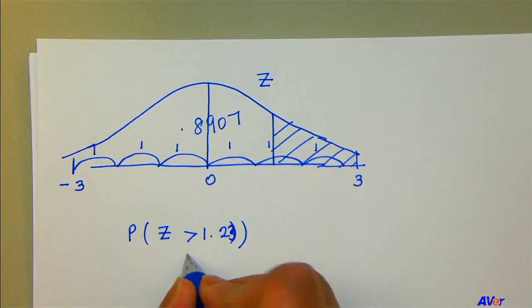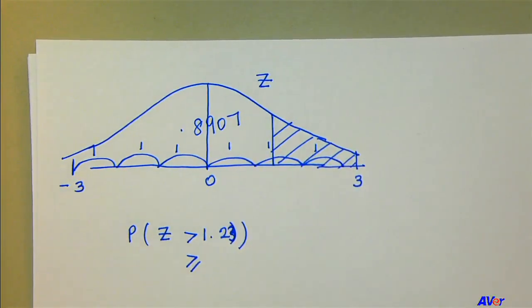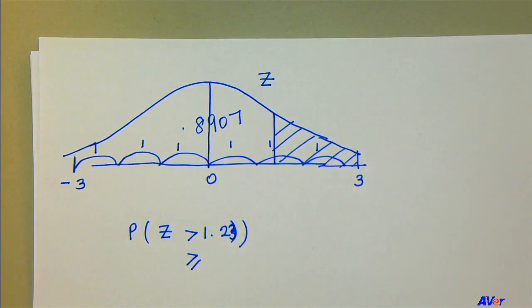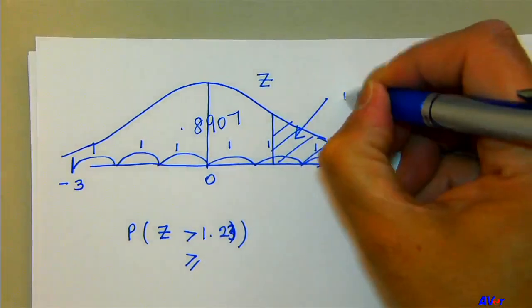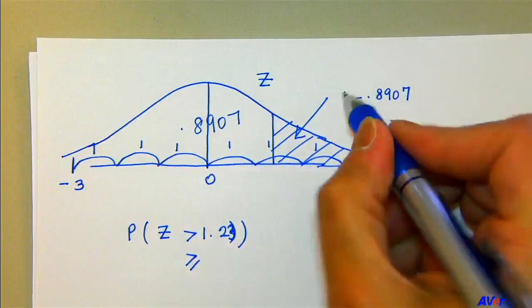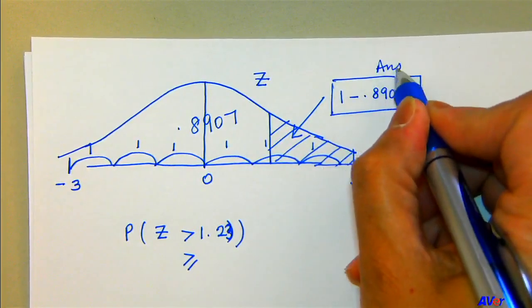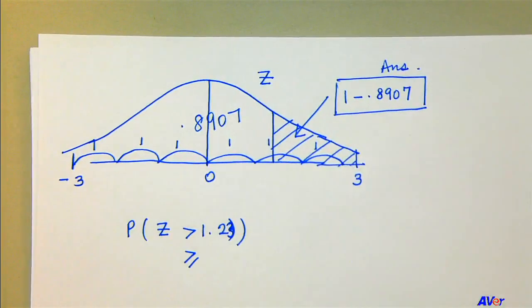Now, if it said greater than or equal to, I would do exactly the same thing, because as we said last time, there is no area at the point 1.23. So whether you include it or whether you exclude it, it doesn't matter. So I go here, 1 minus 0.8907. That's your answer. So you stick that in your calculator, and whatever you get, you get. Follow me?